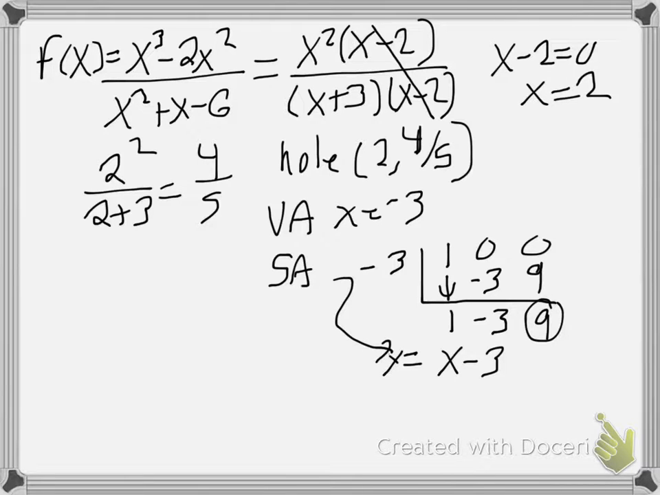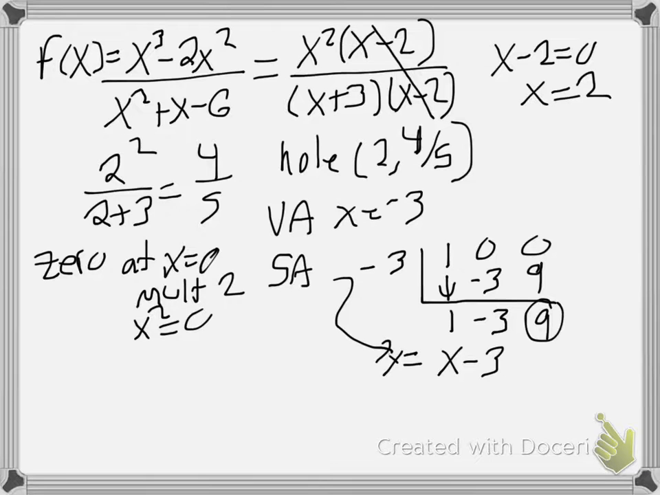Okay. I'm going to have a 0 at x equals 0, and it's got a multiplicity of 2. Because remember, x squared equals 0, so you got x equals plus or minus 0 as a reminder. And of course, I've got a y-intercept at 0, 0, because 0 divided by 3 is still 0. I'm going to leave that one up to you to graph. Again, the main point of today is finding these discontinuity points.